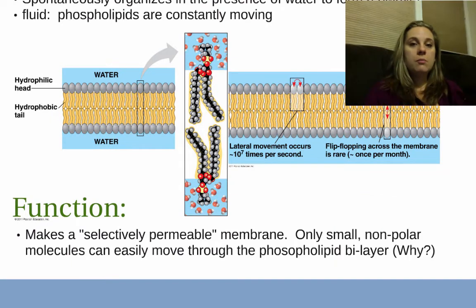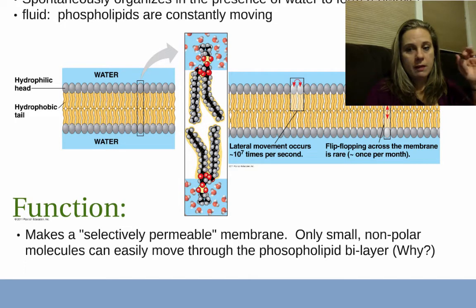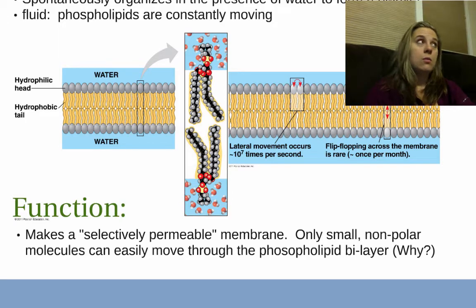Okay, so because of this dual nature of these molecules, it will actually create a selectively permeable membrane where only small nonpolar molecules can easily go through the phospholipid bilayer. Okay? So why would that be? Why would those only be able to go through? But in some cases, some polar ones can go through, like water can.